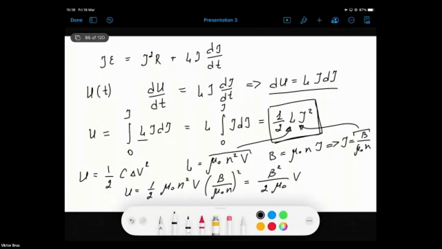If we want to know the energy of the magnetic field per unit volume, then we can divide it by volume. So let's write here this small u_B, the magnetic field energy per unit volume in the solenoid, which will be expressed as B squared divided by 2 mu naught.